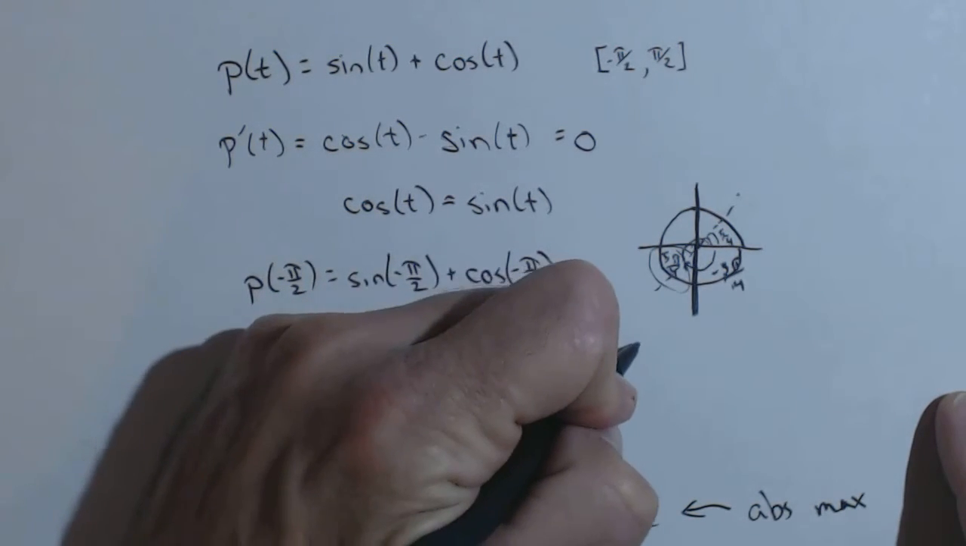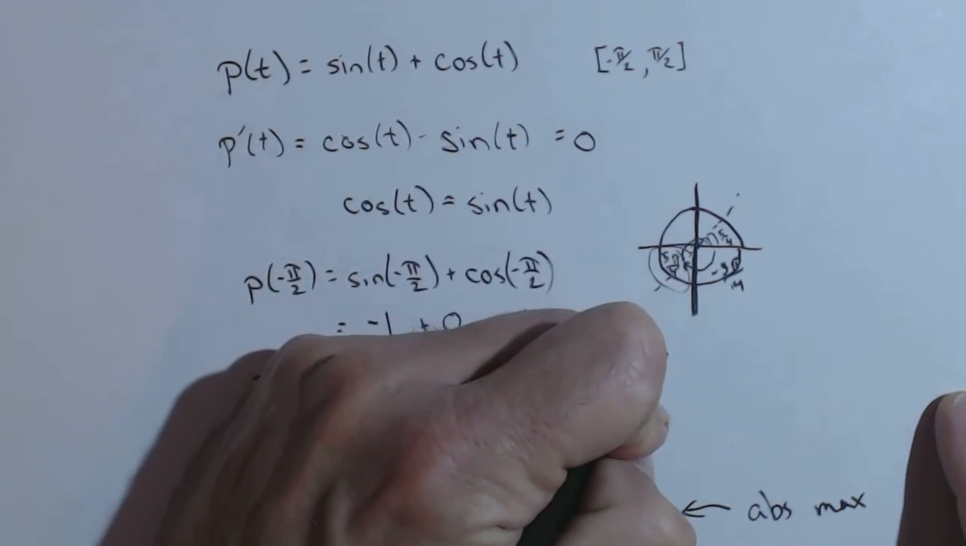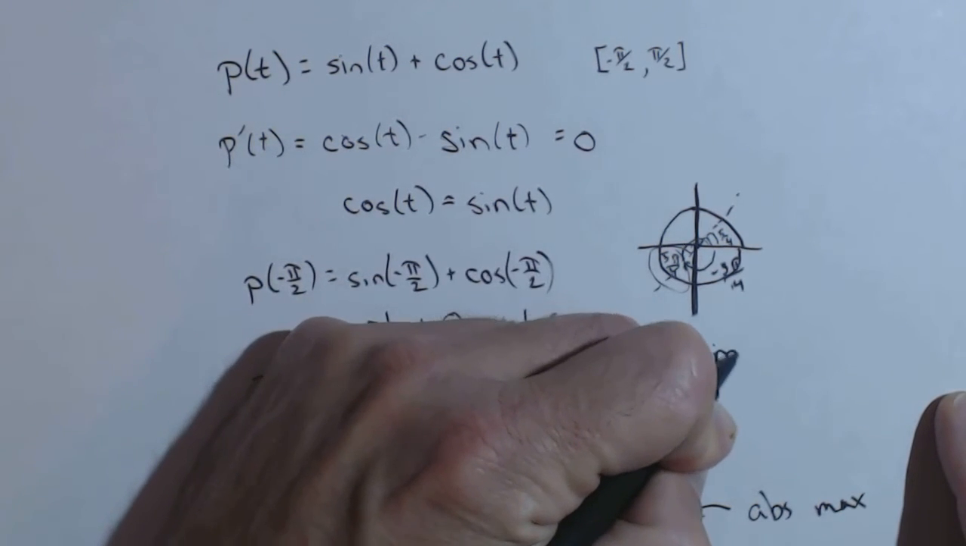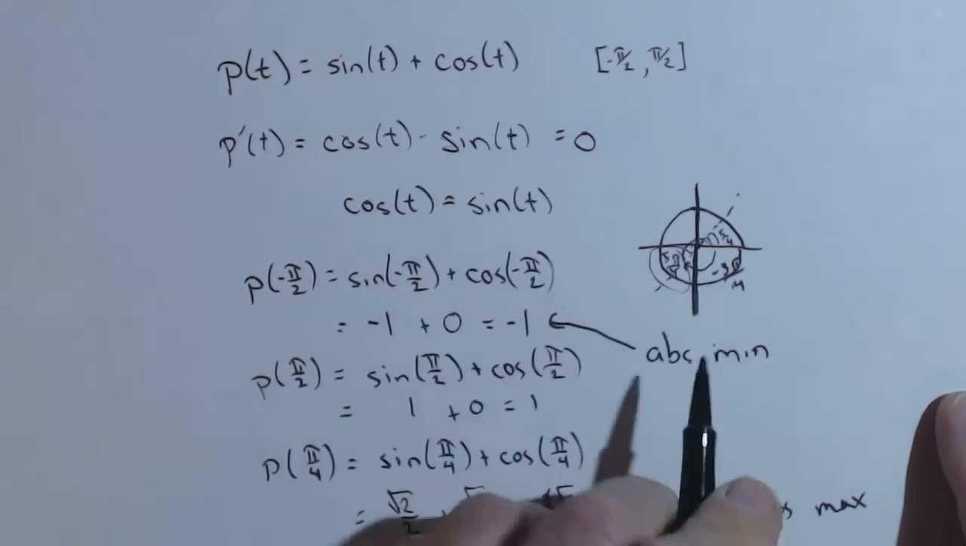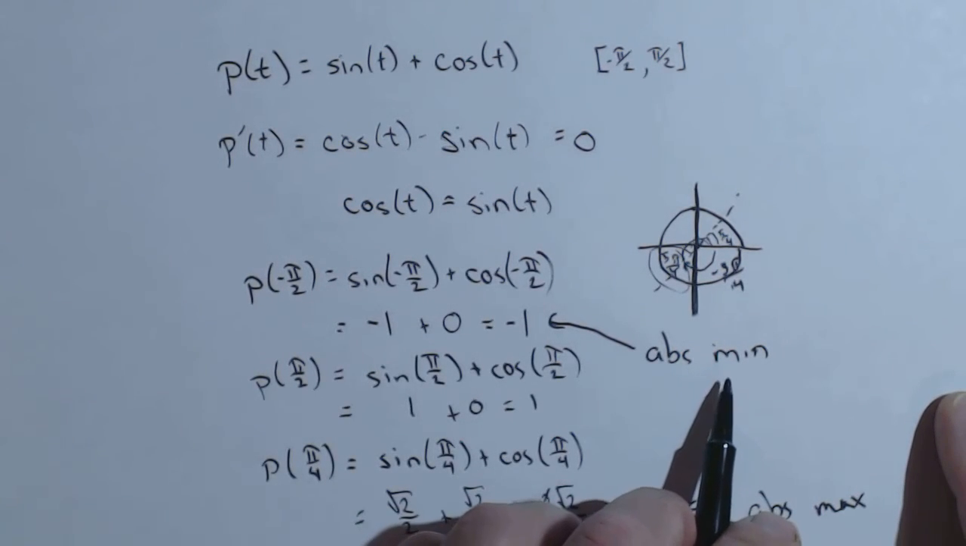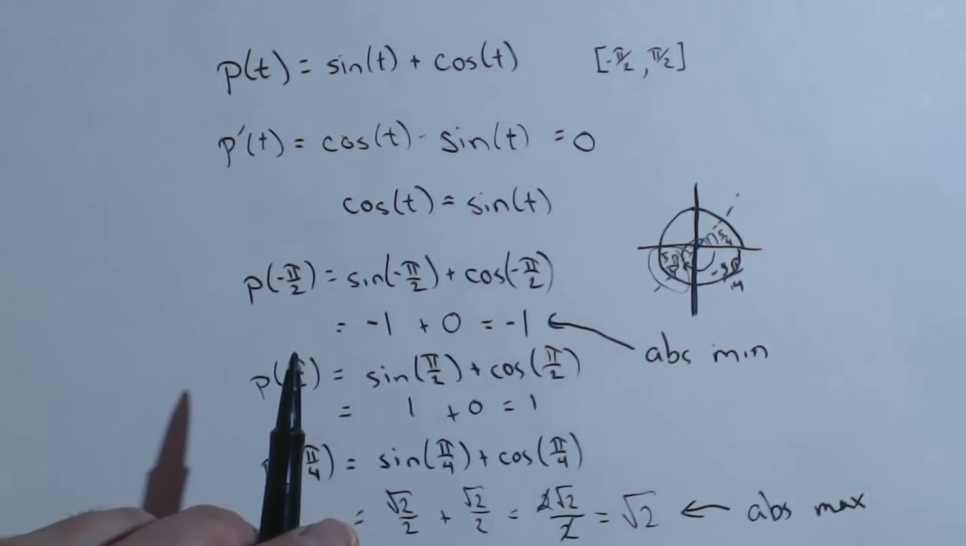Our absolute min is right here at negative 1. So the absolute min is negative 1. That's the absolute minimum value. Where is its location, or where does it occur? At negative pi over 2.